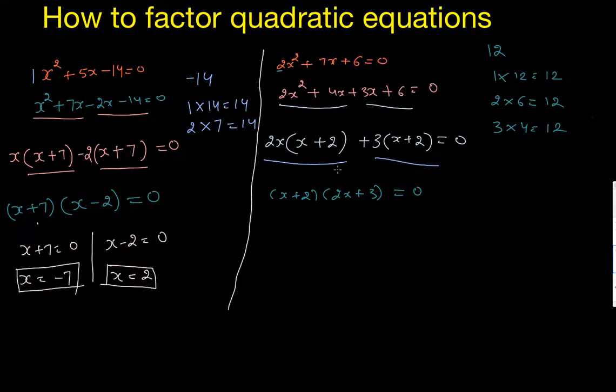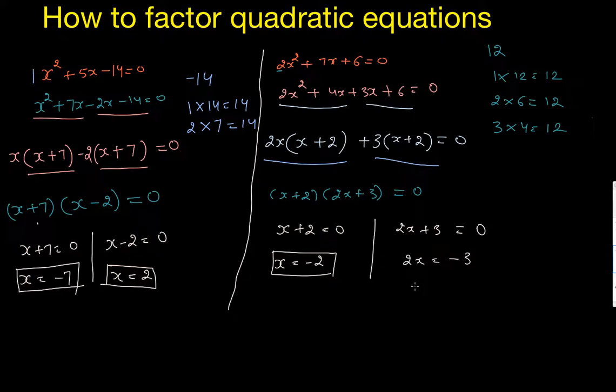And again, if we want to find the solution, basically the product of two numbers is equal to 0. That tells me either this number is equal to 0 or the other number, because if one of them is going to be 0, then their product is 0. So let's say x plus 2 is equal to 0, or you can say 2x plus 3 is equal to 0. If I solve this, it gives me x is equal to negative 2. So this is one possible solution, and here this gives me 2x is equal to negative 3, and therefore x is equal to negative 3 over 2. Divide both sides by 2.